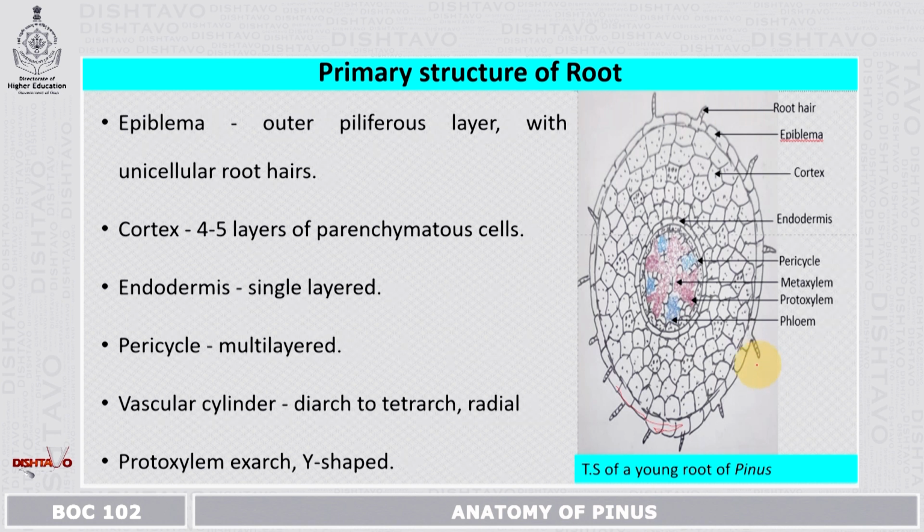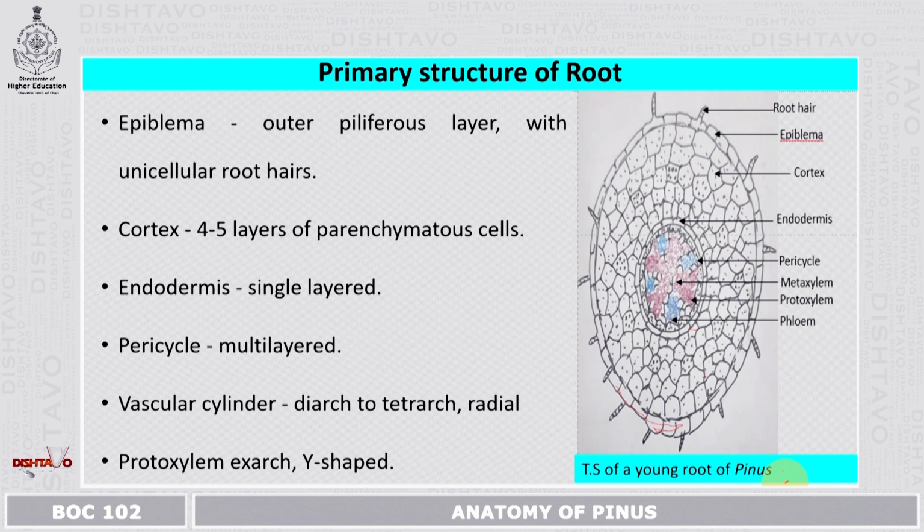Next to the epiblemma is the cortex. This is the cortex which consists of 4 to 5 layers of parenchymatous cells. Inner to the cortex, you can find the presence of endodermis. This is a single layer here, the endodermis. Inner to the endodermis is the pericycle, which is multi-layered. Many layers of cells are there.